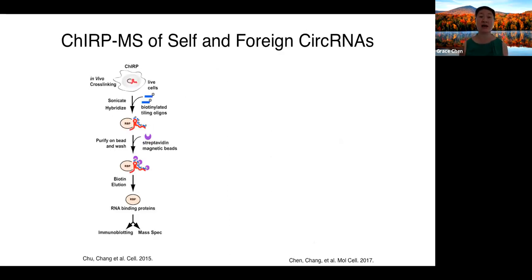And so to test that hypothesis, we used a method called ChIRP-MS, which is the comprehensive identification of RNA binding proteins by mass spectrometry. So very briefly, we take live cells and then we cross-link them. So then we can covalently join an RNA with all of its RNA binding proteins. We then use biotinylated tiling oligos to enrich for the entire complex. And then after some washing and elution, we can identify by mass spectrometry the collection of RNA binding proteins that are present on a specific target RNA.